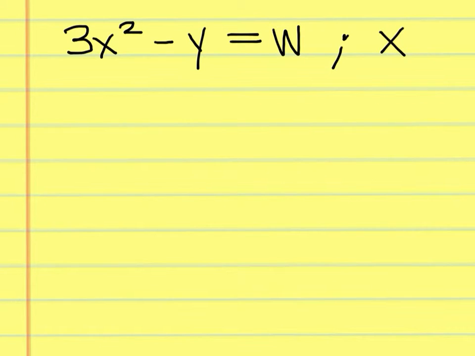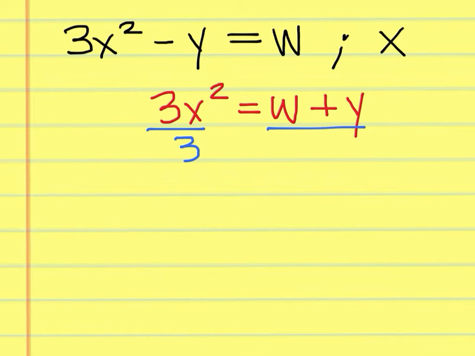We want to get X by itself, so we must start with 3X squared staying on the left, and then minus Y goes to the right and becomes plus Y. To get the X squared by itself, we must divide everything by 3.